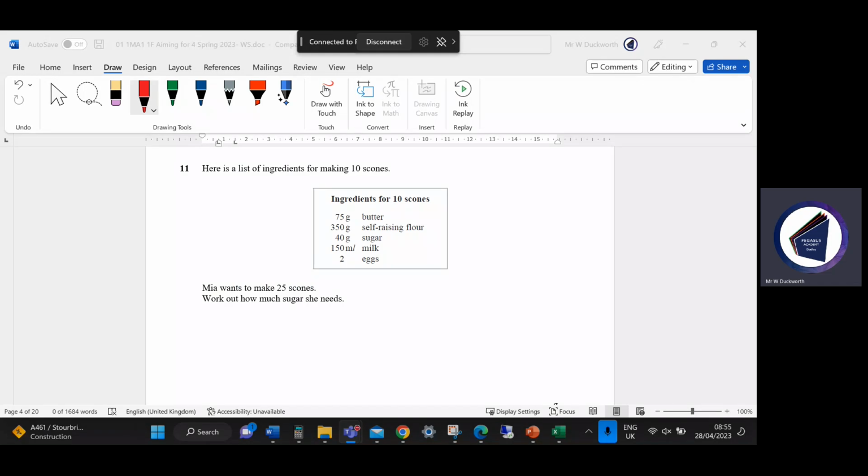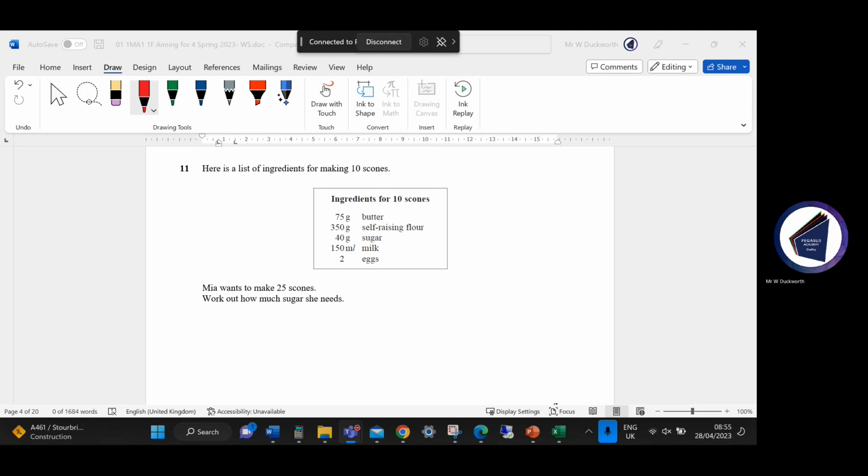So question 11, here is a list of ingredients for making 10 scones. Scones or scones, how you say it varies across the country. Ingredients for 10, and we've got the list of ingredients. Mia wants to make 25 scones, work out how much sugar she needs.